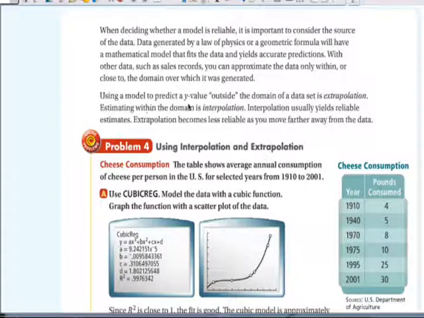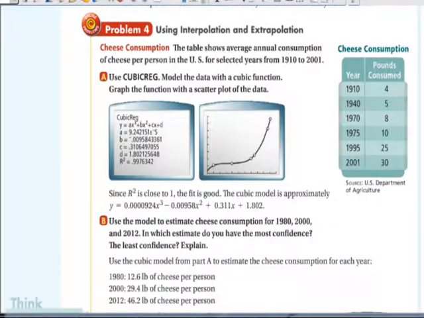Using a model to predict the y value outside the domain, and we talked about this in Algebra 1 also, is called extrapolation. If we use data to predict a value on the inside of a set, that's called interpolation. Interpolation usually yields more reliable estimates. Extrapolation becomes less reliable as you move further away from the data because you just don't know. And that's more application, real world stuff.